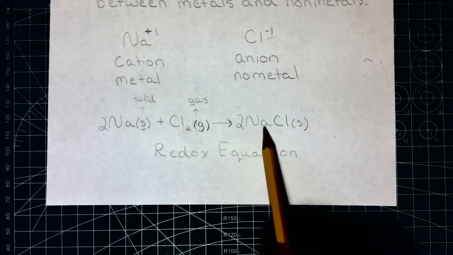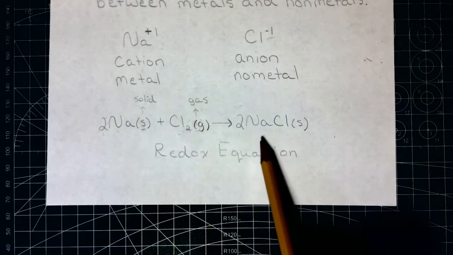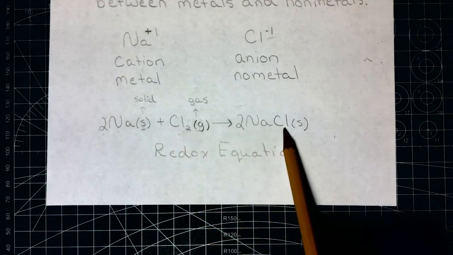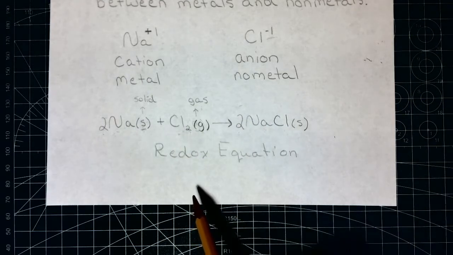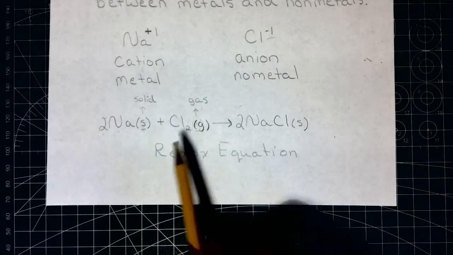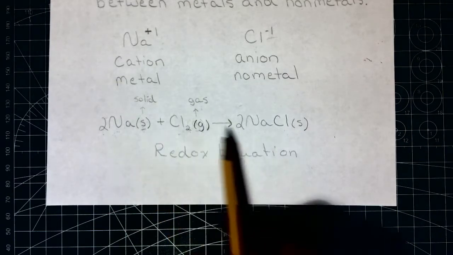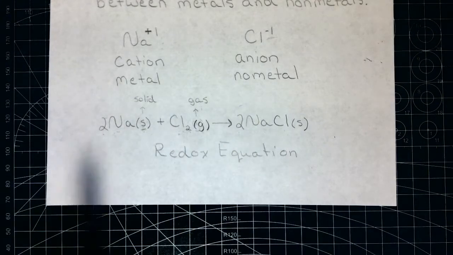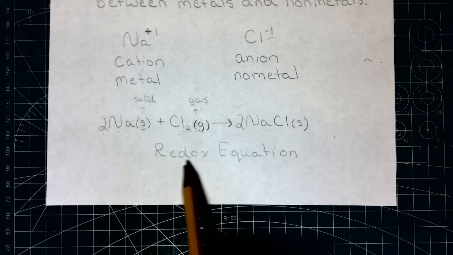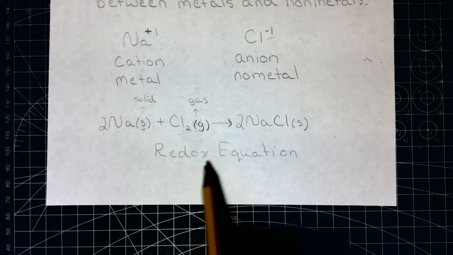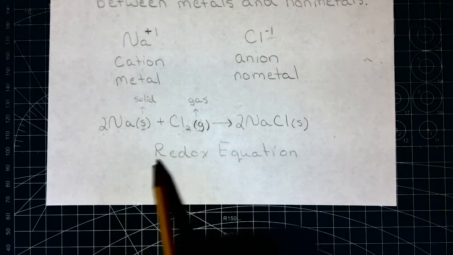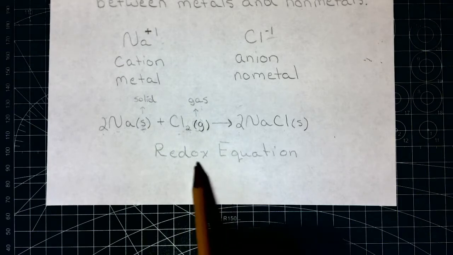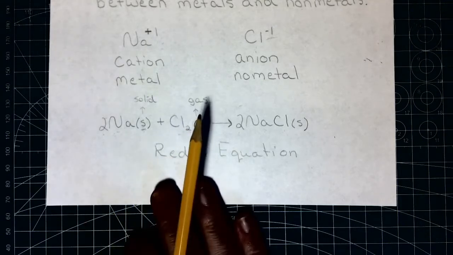And we're going to get 2 of them. And that's because we need mass balance, right? If I start off with 2 sodium atoms, I need to finish off with 2 sodium atoms. If I start off with 2 chlorine atoms, I need to finish with 2 chlorine atoms. And this is a special type of equation where we have the transfer of electrons. It's called a redox equation, where redox stands for reduction and oxidation. Reduction is a term for when something gains an electron. Oxidation is a term for when it loses an electron.